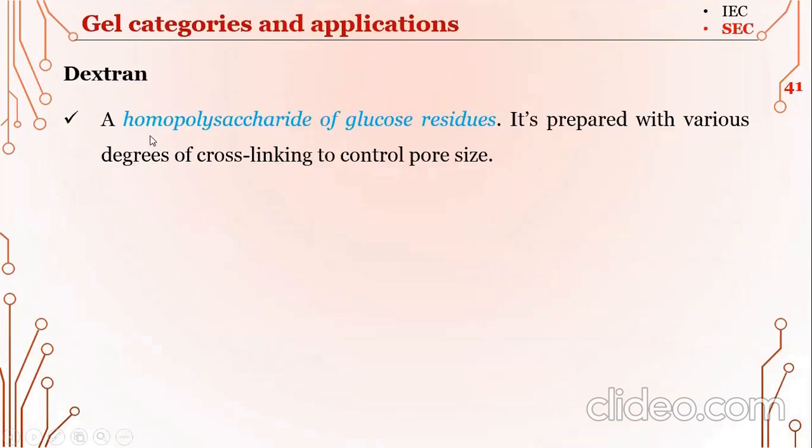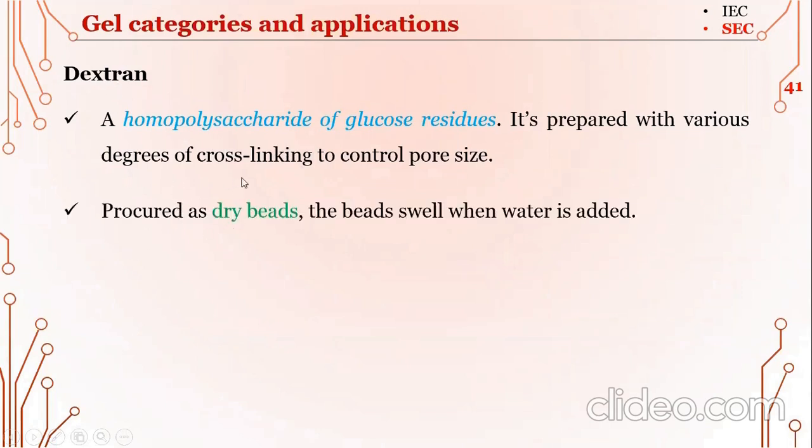So dextrane, what is dextrane actually? They are homopolysaccharides of glucose residues. It is prepared with various degrees of cross-linking to control pore size. So cross-linking is being made with these homopolysaccharides to make dextrane, and to control the pore size, the control over the cross-linking is being made.